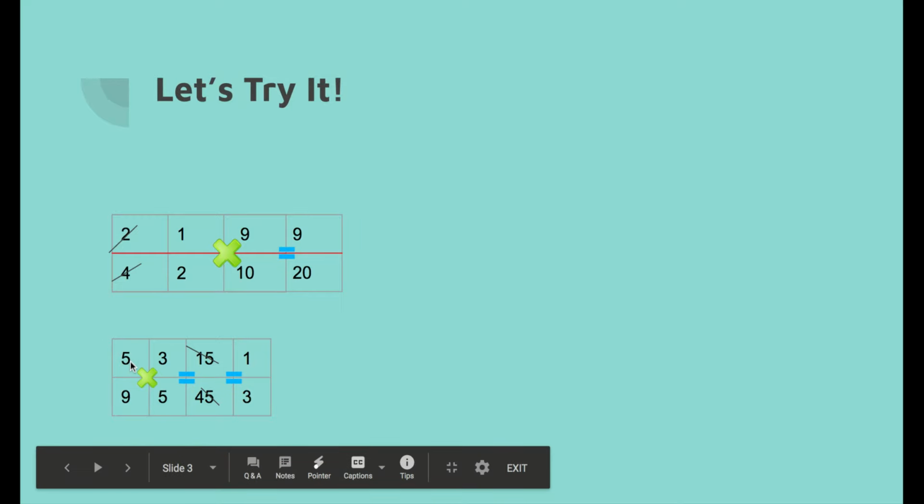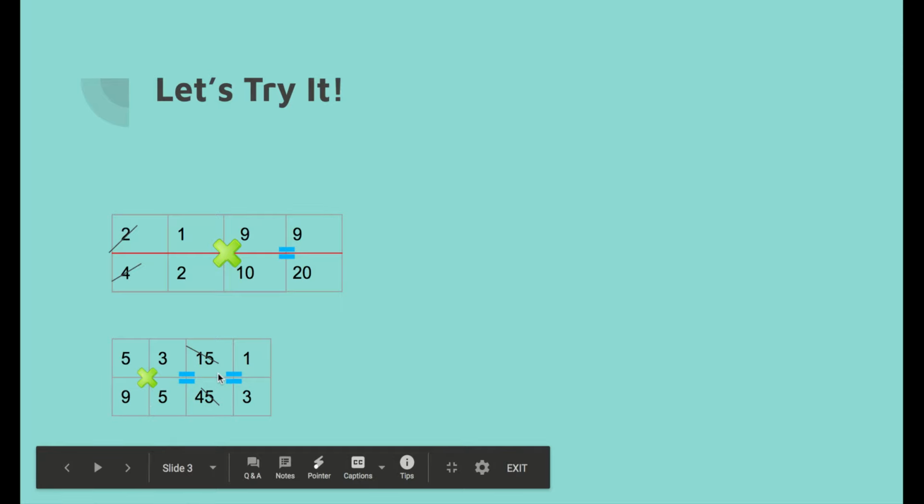Over here, I have 5/9 times 3/5. And then again, we're going to multiply our numerator straight across. 5 times 3, we get 15. And then we're going to multiply our denominator straight across. 9 times 5, we get 45.